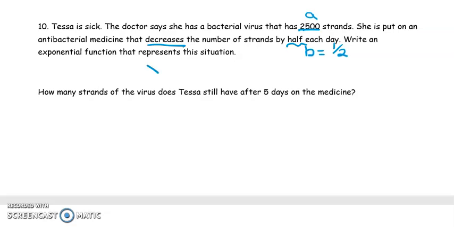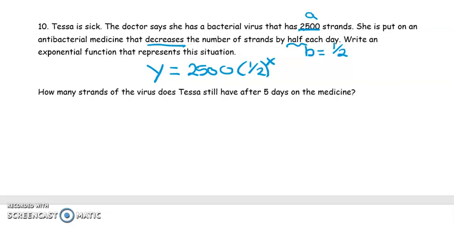So from here, we can write our equation. Y equals 2,500 times 1/2, and we're going to put X. X is representing each day here. It says per day, each day, and the Y is just going to be the total.